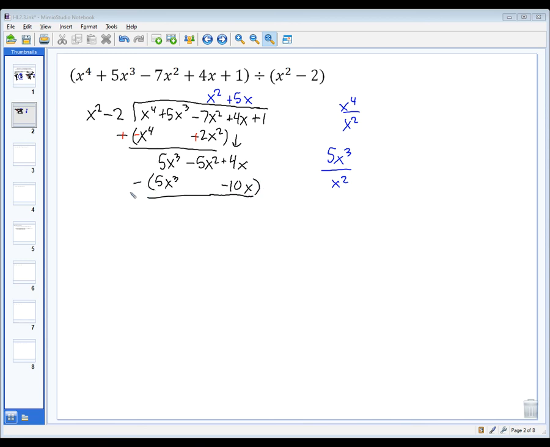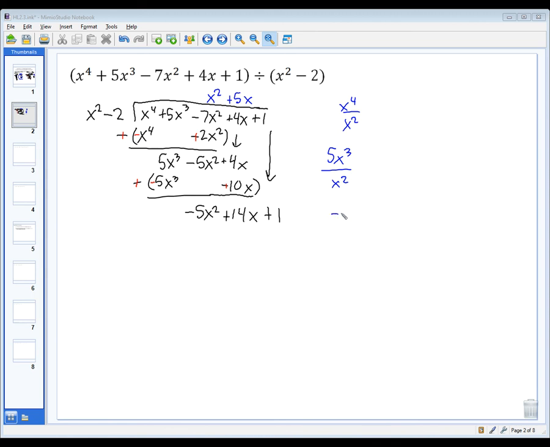Now divide, or subtract, sorry. 5x cubed minus 5x cubed, that's 0. We have this negative 5x squared. Then we have 4x minus negative 10x. That gives me positive 14x. Again, if you need to change all of the signs, please do so. Bring down the next term.